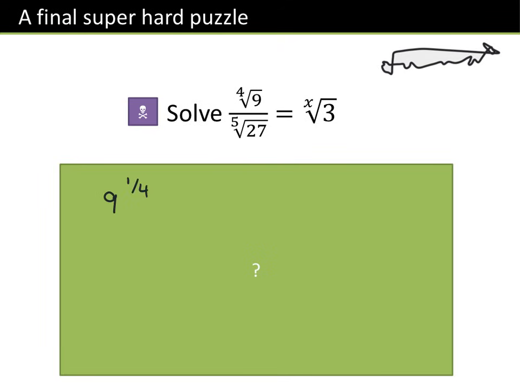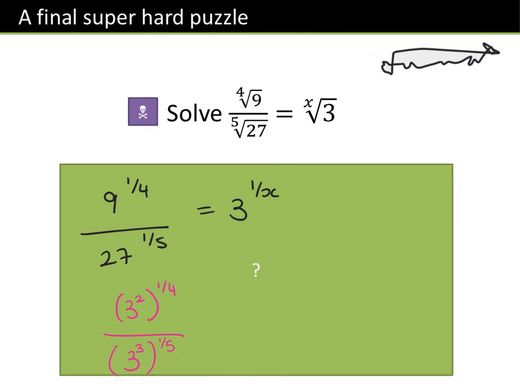9 to the power of a quarter over 27 to the power of a fifth is equivalent to 3 to the power of 1 over x. Now, we need them all in the same base. We're going to put 3 as the base. 9 is the same as saying 3 squared. And whenever I substitute, I'm going to put in a bracket. 27 is the same as saying 3 cubed. That's going to equal 3 to the 1 over x.